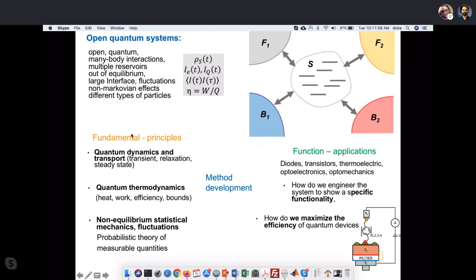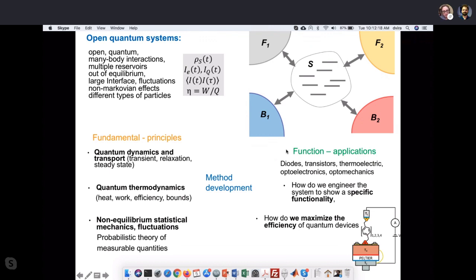Again, I just wanted to mention the philosophy of our work. There are many interesting challenges involved in studying open quantum systems: the fact that there are multiple reservoirs out of equilibrium, the question of fluctuations, and of course, many-body interactions. So what I wanted to mention is that you really have to go between these three topics.